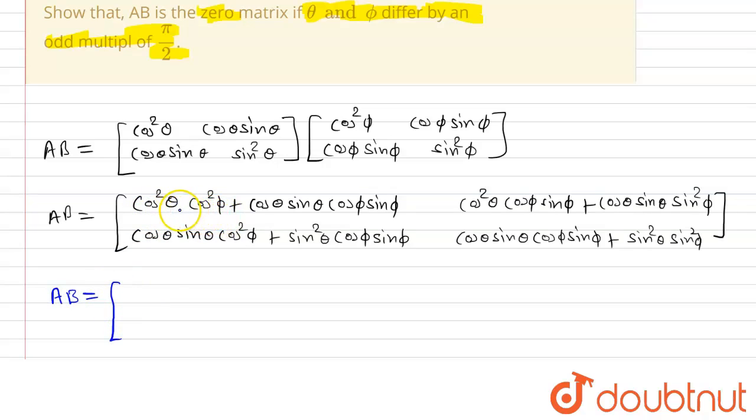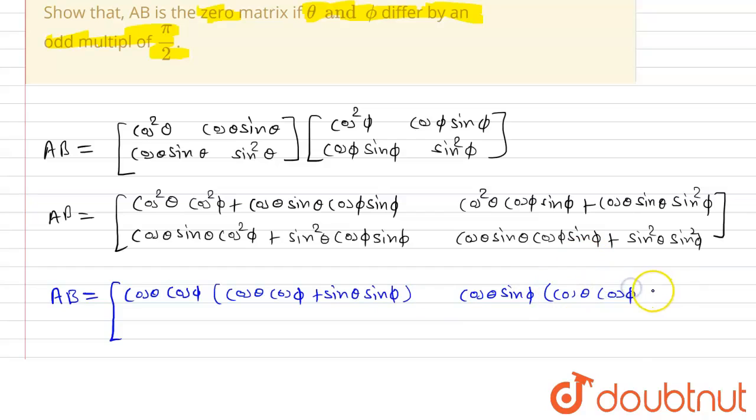Now this simplified, AB is equal to, we can take common from the first element cos theta cos phi, and the remaining term will be cos theta cos phi plus sin theta sin phi. From the second element we can take common cos theta sin phi, and the remaining will be the same as the first element, that is cos theta cos phi plus sin theta sin phi.